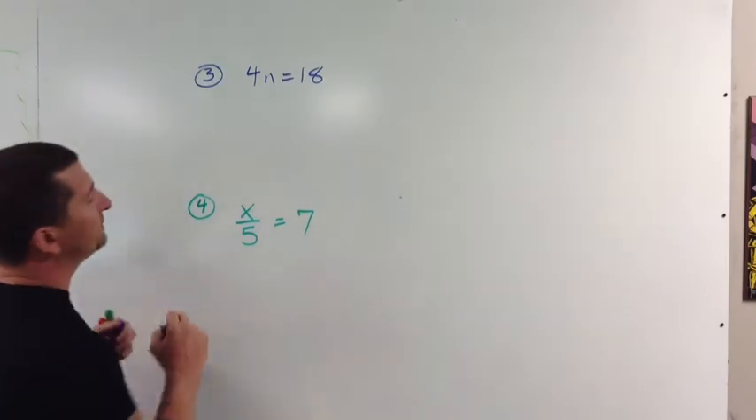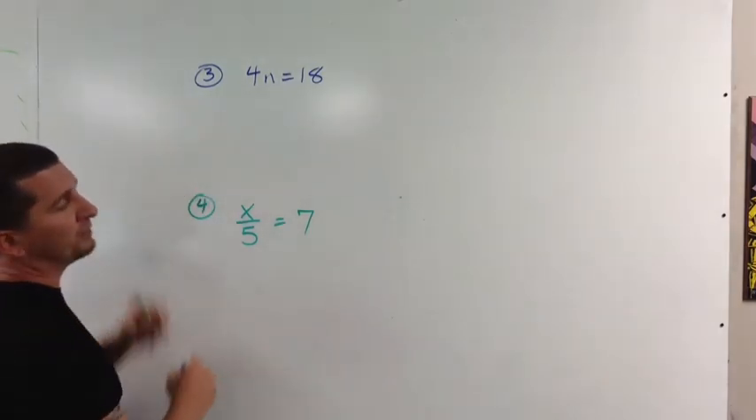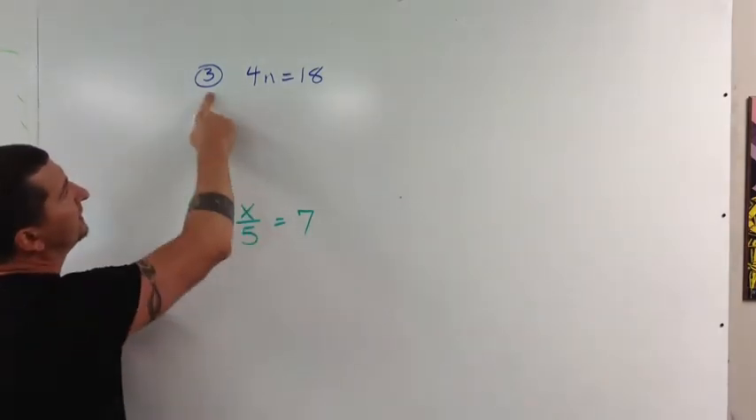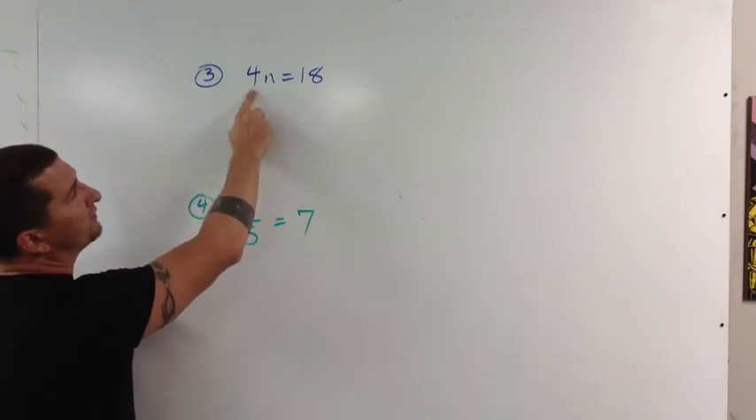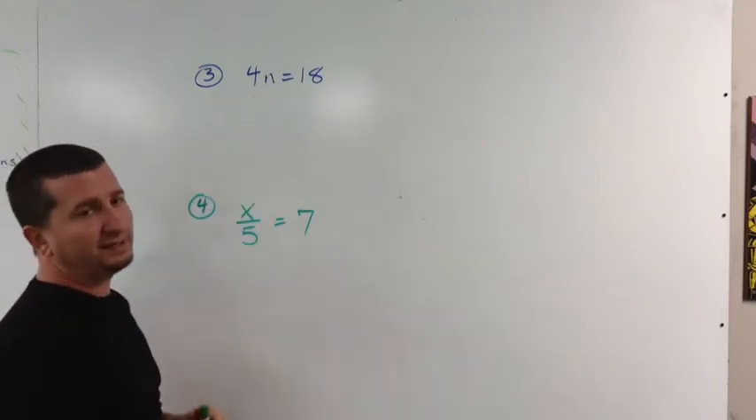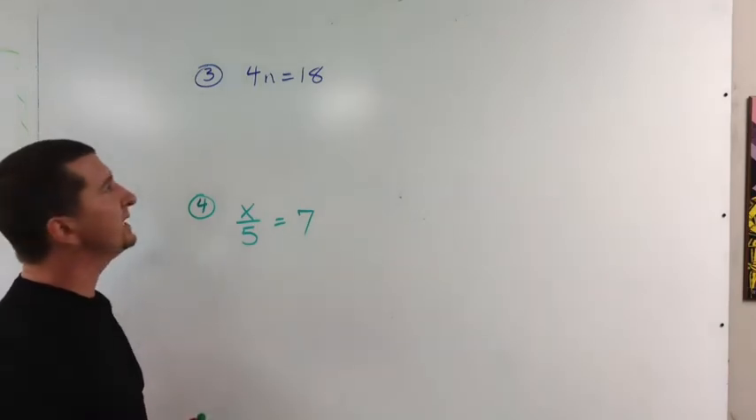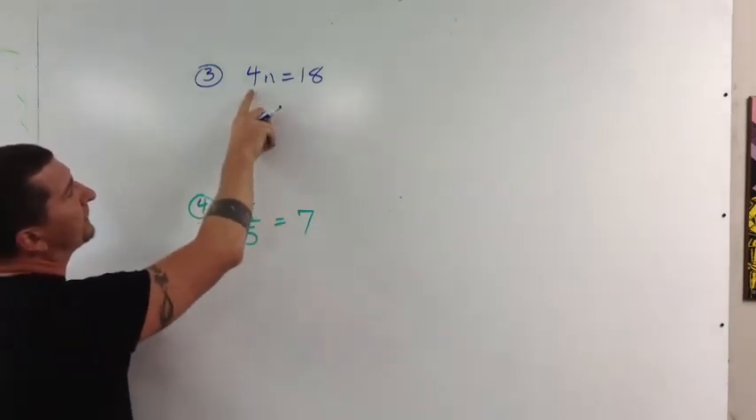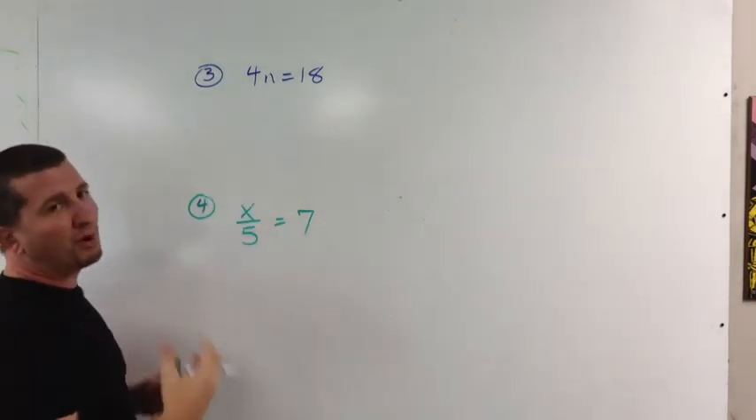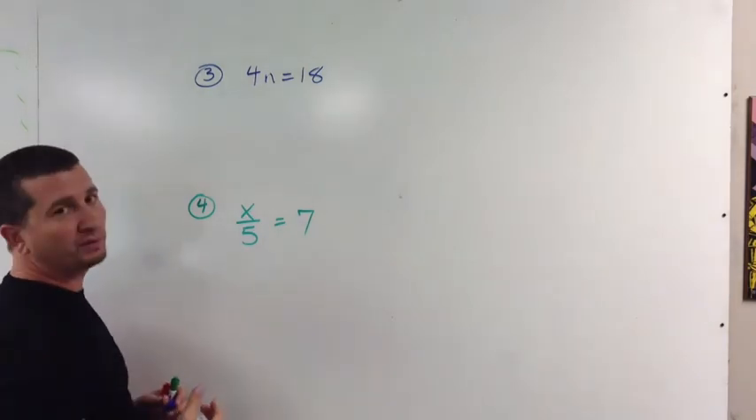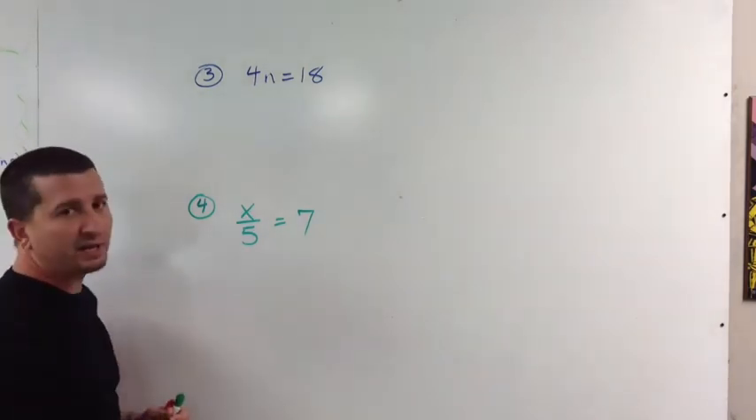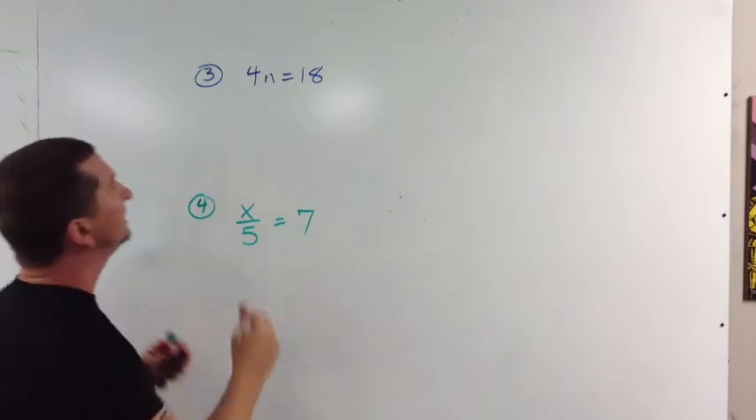Okay, our third example and our fourth example are both one-step equations. The third example reads 4n equals 18. That means 4 times n equals 18. The 4 is being multiplied to the variable. Now the inverse operation of multiplying is to divide.